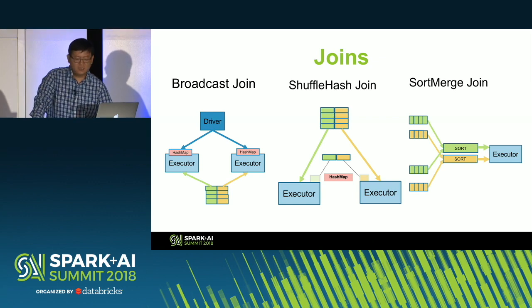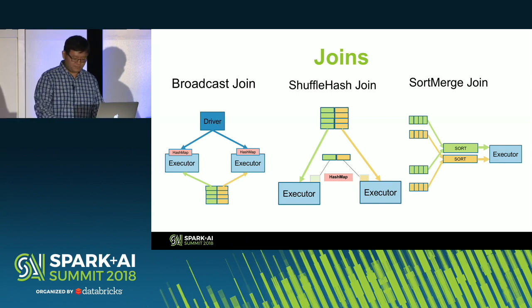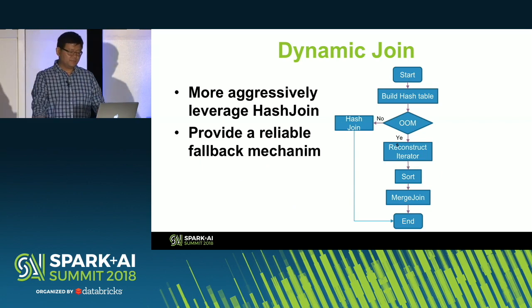We cannot use the hash join because of the out-of-memory issue. In production, this is very serious. We would rather choose reliability instead of performance. But when we choose reliability, we don't have those optimizations. So we implemented a new operator, a dynamic join.